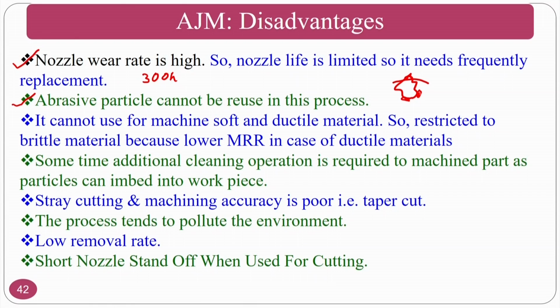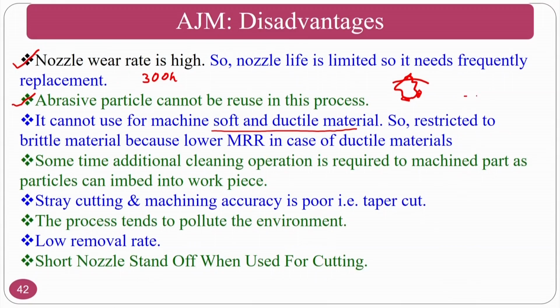It cannot machine soft and ductile materials, because whenever you use soft and ductile materials, these abrasive particles go in and indent. Sometimes they will stay also. Assume that I have a soft material here. An abrasive particle can come and hit the workpiece and can stay like this only. It will stay like this.